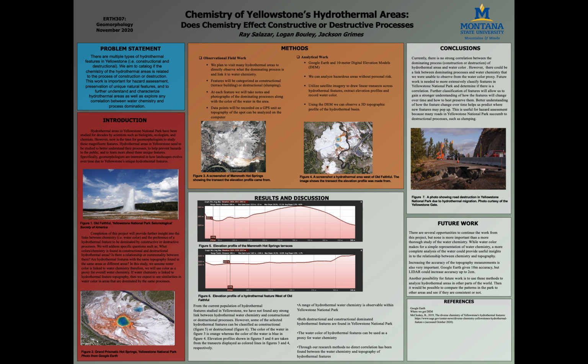To provide further insight into the links between water chemistry and the preference of a hydrothermal feature to be dominated by constructive or destructive processes, we address specific questions such as: what colors or chemistry is found in constructional and destructional hydrothermal areas, is there a relationship between them, and are hydrothermal features with the same topography found in the same areas? If water chemistry is linked to hydrothermal feature topography, then we expect to see similarities in watercolor in areas that are dominated by the same processes.